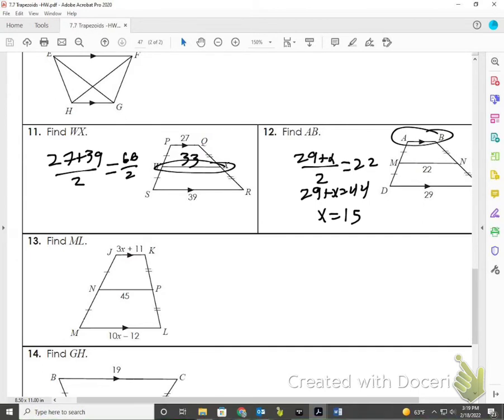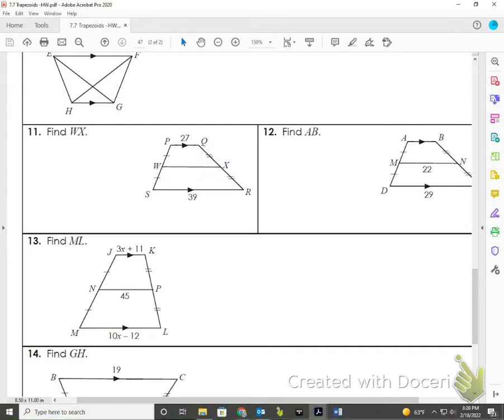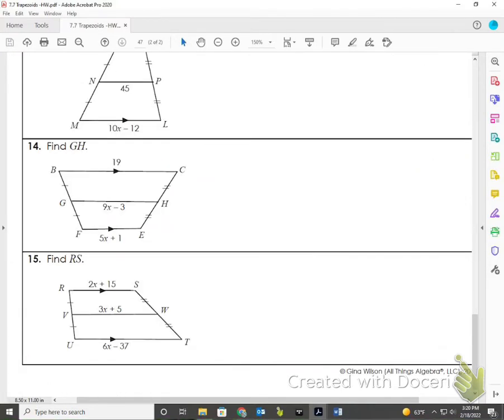You do the same thing for 13, except I'll set it up for you, but I'm not actually going to solve it. Add the top and the bottom, divide by 2, get that. So you would solve that for x, is how you do it. Okay? And that is all the fun we've had with trapezoids. So let's move on to kites.